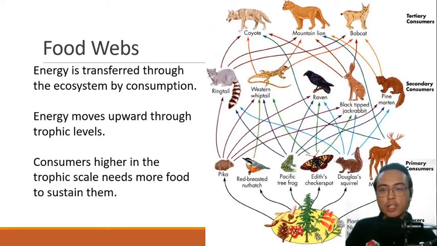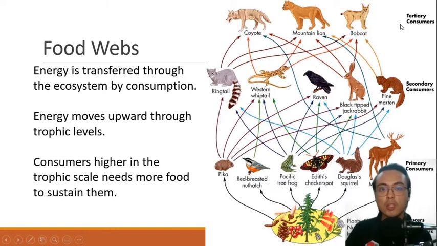So energy is transferred through the ecosystem by consumption. The energy produced by the producers is transferred to the primary consumers when they eat the producers. The energy stored in the primary consumers will be transferred to the secondary consumers when they are eaten, and so on and so forth. So that represents energy being transferred through species in the ecosystem. Energy moves upward through trophic levels. So these are trophic levels: producers, primary consumers, secondary consumers, and tertiary consumers.